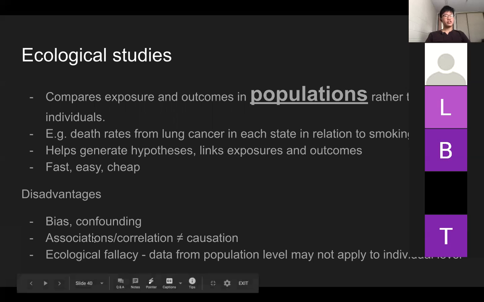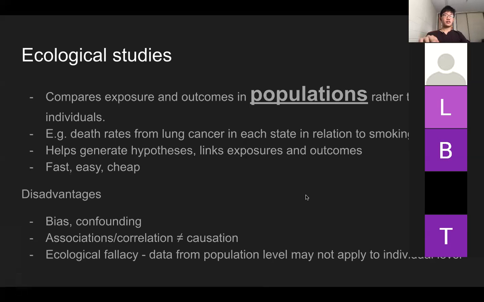It can establish associations, but it doesn't necessarily indicate causation. And data from a population level may not be applicable to individuals. So it's sort of because your data set may say this population has a high smoking rate and also has a high HIV rate, they may not be linked at all. And someone with HIV may not necessarily be a smoker.